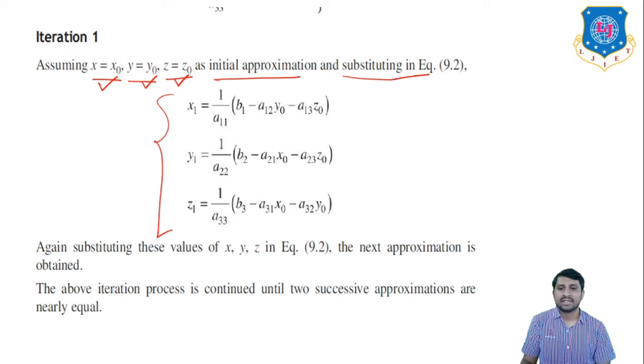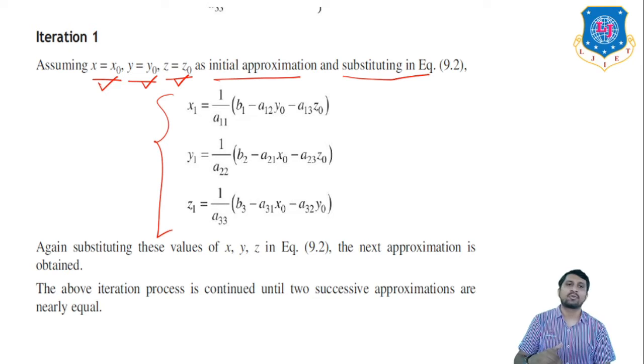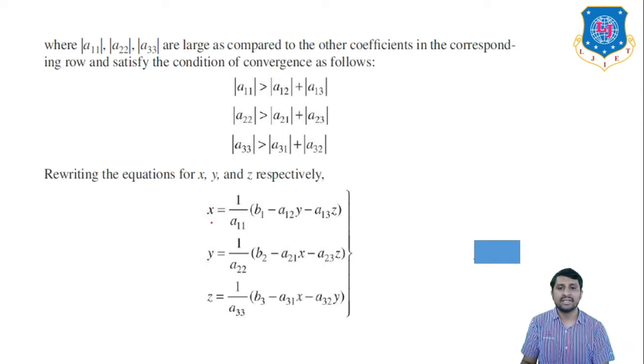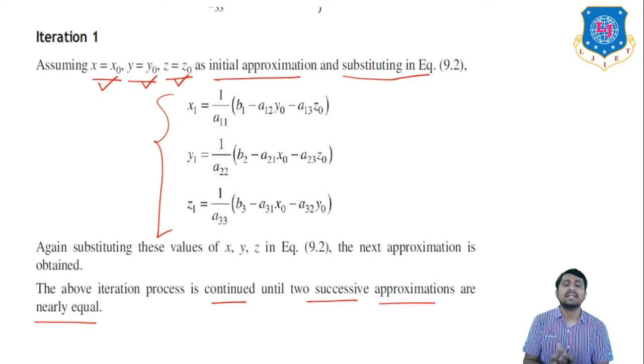Okay, clear? Now again substituting this value xyz in equation 9.2, okay, the next approximation, whatever value you get, x1 y1 z1, again you have to put all these values in this equation. So up to this, how many iterations? The above iteration process continues until two successive approximations are nearly equal. So you have to continue this process until two successive approximations are nearly equal.